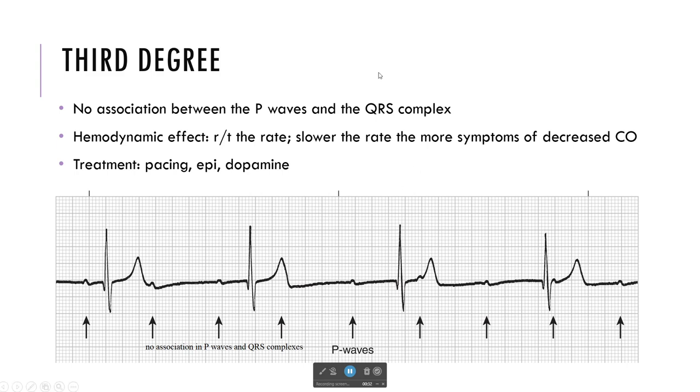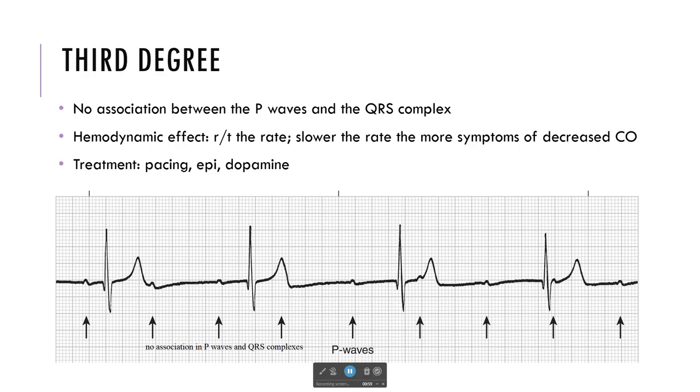So, what is third degree heart block? What happens in third degree heart block is we lose the communication between the SA node and the rest of the heart. The atria is doing its own thing, beating its own beats. The ventricles are beating their own beats, and there's no association. So what you have is P waves all over the place, and none of them make sense. Typically, also in third degree heart block, these rates tend to be pretty slow.